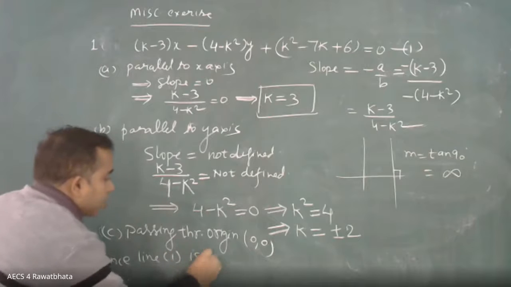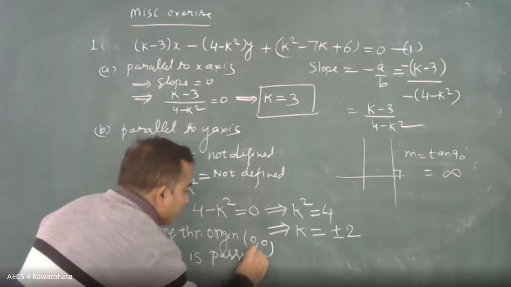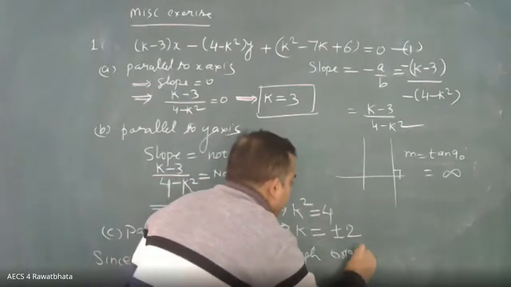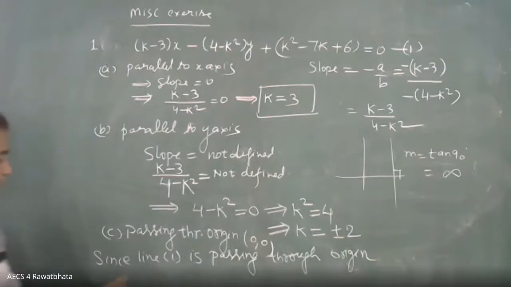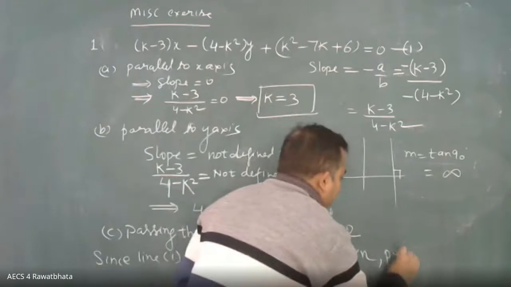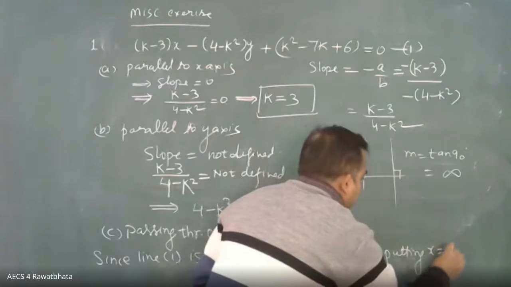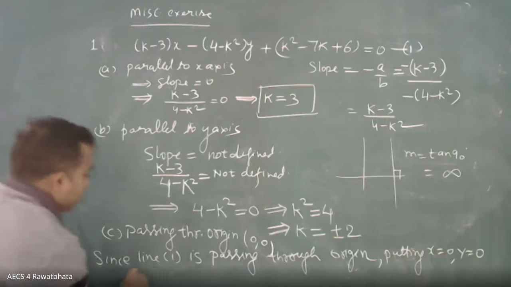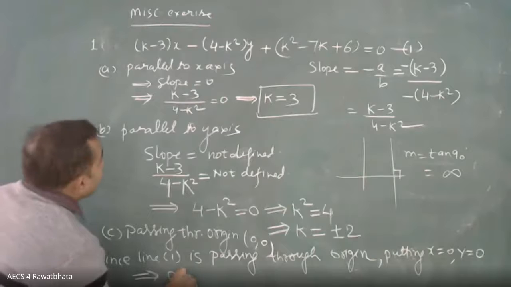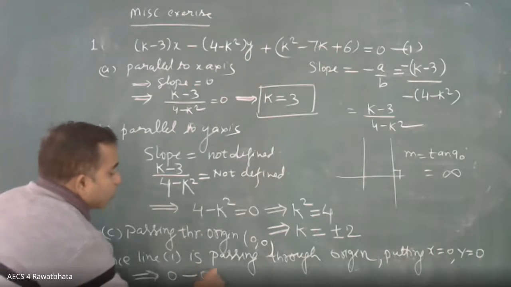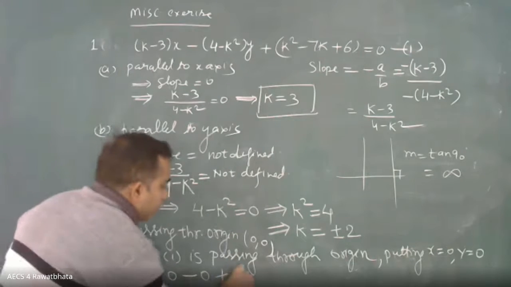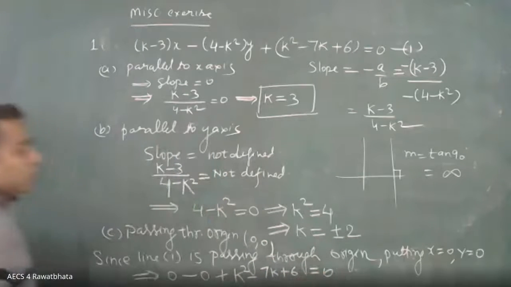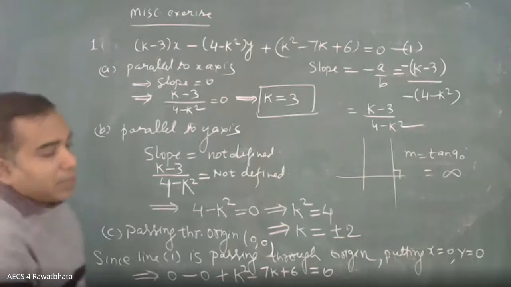it means that putting x equal to 0 and y equal to 0 in the equation of the line. So let us substitute. This is going to be k minus 3 into 0 will be 0, minus 4 minus k square into 0 will be 0, plus the constant term, which is k square minus 7k plus 6 equal to 0. Only this will remain.